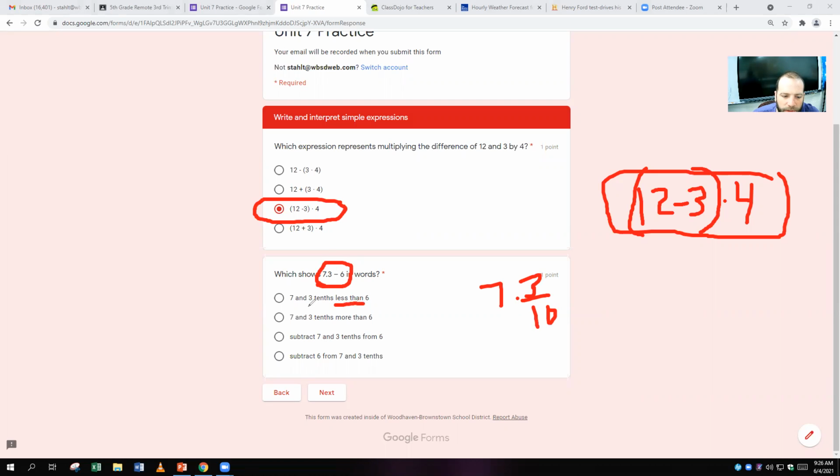Well, that's not going to work because we don't want 7.3 smaller than 6. That's negative, right? So that's not in the right order. 7 and 3/10 more, no, that's addition. Subtract 7 and 3/10 from 6. Once again, that's saying we have 6, and then we're going to take 7.3 from it. We don't want to do that.